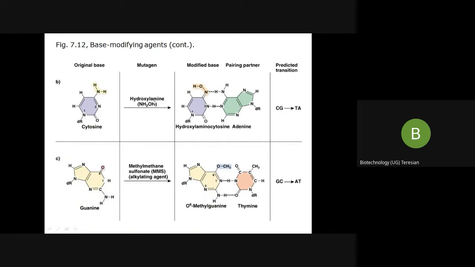Another is hydroxylamine. When it interferes with the cytosine at this region, it is converted into hydroxylaminocytosine. And here what happens is it has gone and bound with adenine. That is, your cytosine is acting as a thymine. Its structure is similar to thymine, so it has to go and bind to the adenine. But actually it was the cytosine, and cytosine had to bind with guanine. Because of the modification, it goes and pairs with the adenine, and this is the result we get.